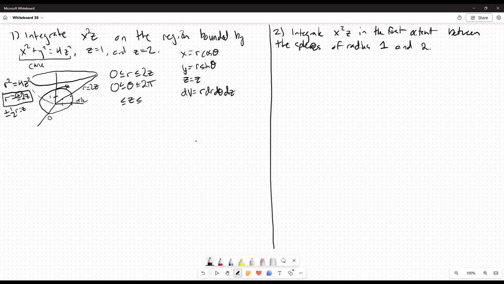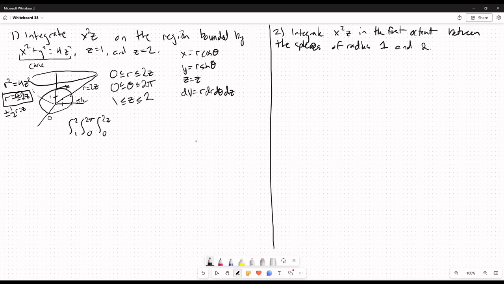As far as my cone goes, it doesn't tell me what z is between, but this part tells me that z is between 1 and 2, so I have those bounds as well. With that, I'm ready to set up a triple integral. I'm integrating with z between 1 and 2, theta between 0 and 2 pi, and r between 0 and 2z.